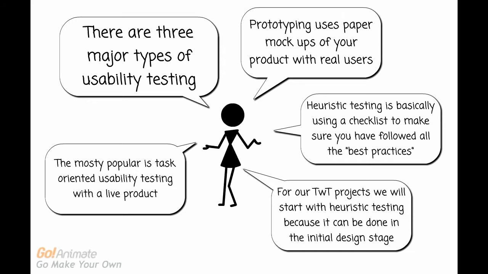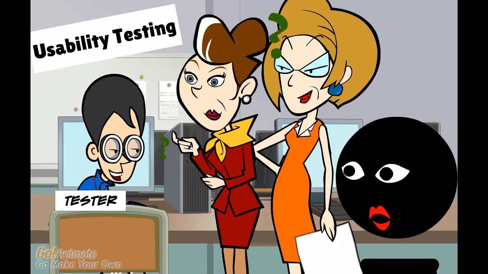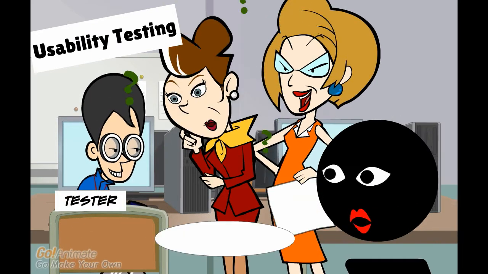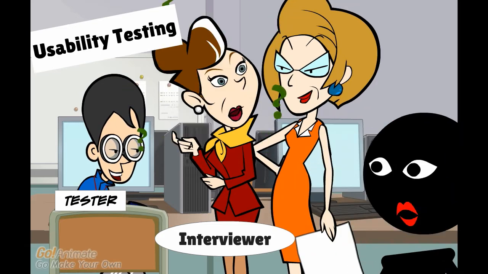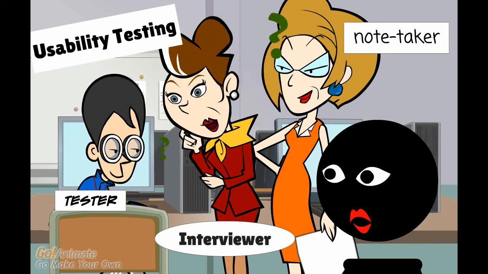For our Teaching with Technology projects, we will start with heuristic testing because it can be done in the initial design stage. Usability testing involves three individuals. The first is the tester. The second is the person who asks the questions. And the third is the person that takes notes.